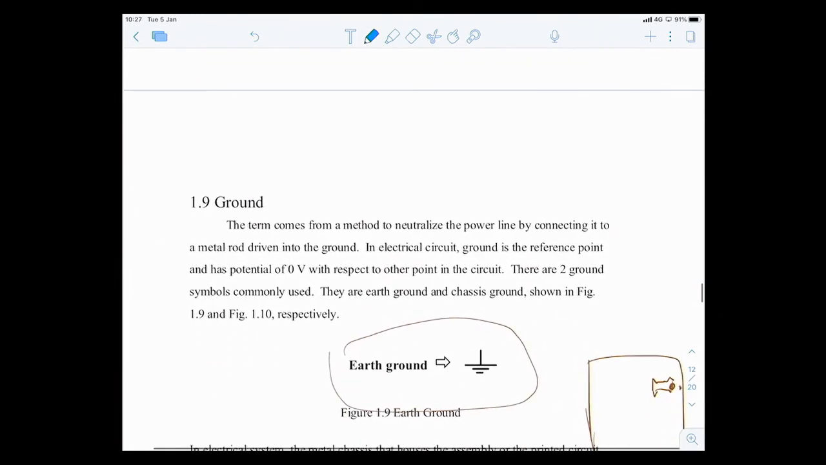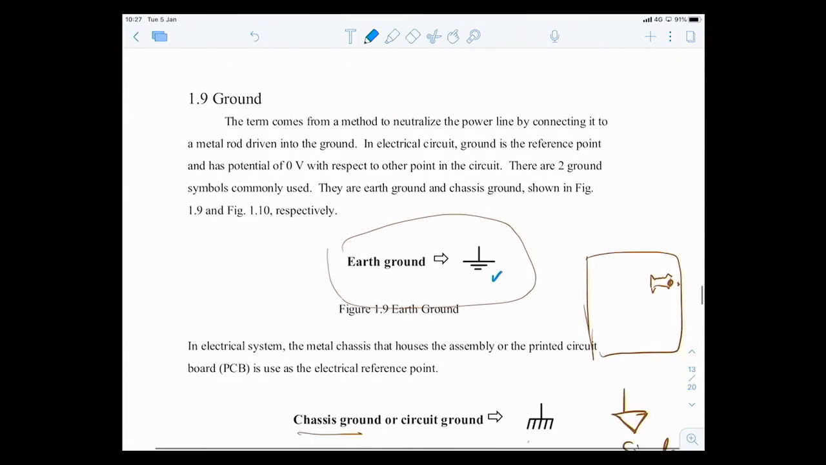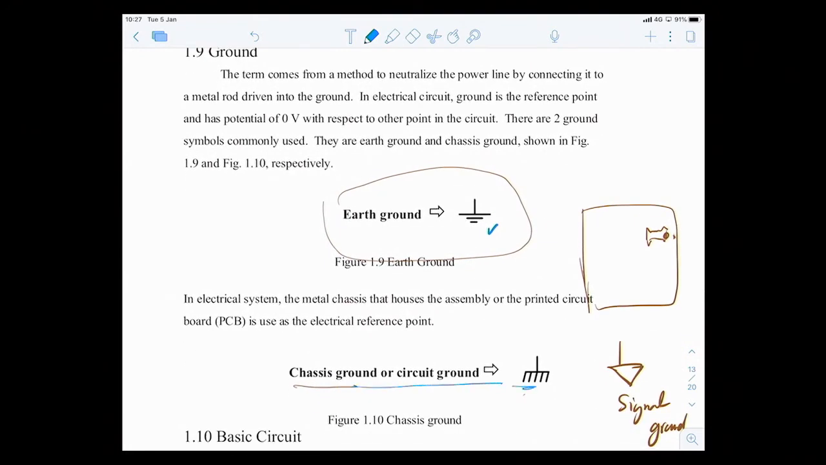Next concept, ground. We have heard about grounding, zero. You put everything to ground. You don't want to be shocked or electrocuted, so you have to ground your appliance. In electrical circuits, we're not really strict about the symbols, but we should know there are different symbols for grounding. This one is called the earth ground. You stick a copper rod or something into the earth. Next one is chassis ground or circuit ground.